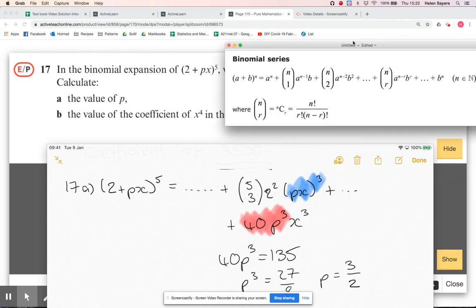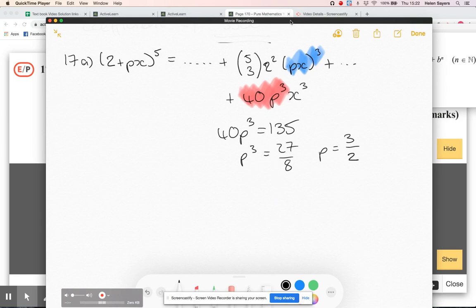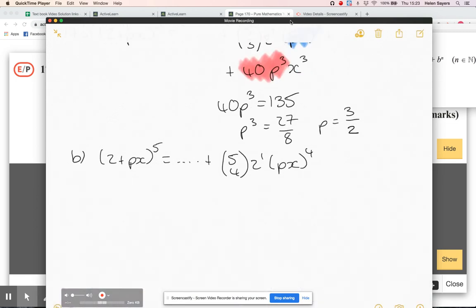Okay, so again, we can just go straight to the x to the power of 4 term. It's going to save quite a lot of hassle. So my x to the power of 4 term is going to be 5 choose 4. The 2 is going to be to the power of 1, and the px, well, actually I know what p is, don't I? But I've written it now, so I'll leave it like that. So that's going to be 5 choose 4 times 2, and then p is 3 over 2.